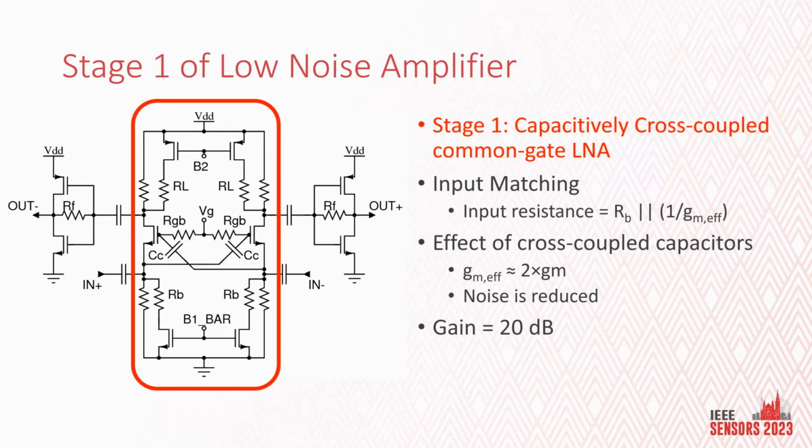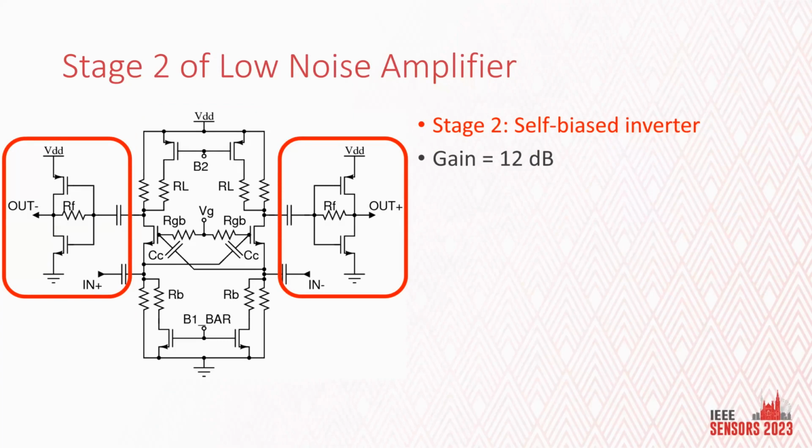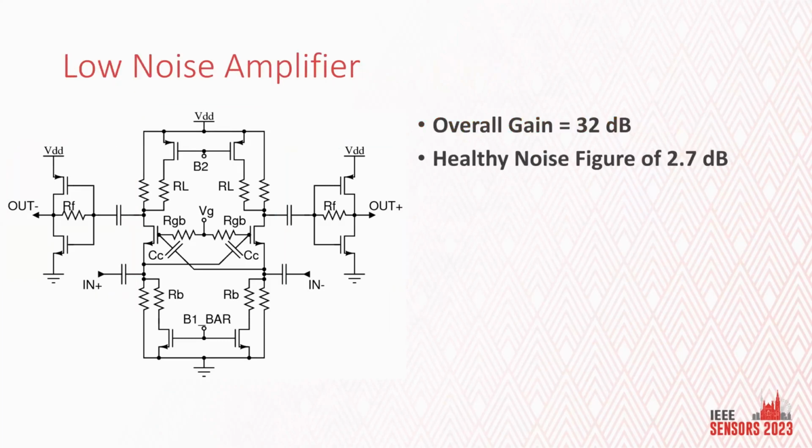The input matching has been set by the input bias resistance and the gm of the input transistors. Because cross-coupled capacitors were used, this allowed the authors to reduce the noise and also increase the gain twice. The overall gain which has been achieved for stage 1 is around 20 dB. The second stage is a simple self-biased inverter with a gain of around 12 dB. The overall gain for the low noise amplifier is around 32 dB, and they have also achieved a very competitive noise figure of around 2.7 dB.